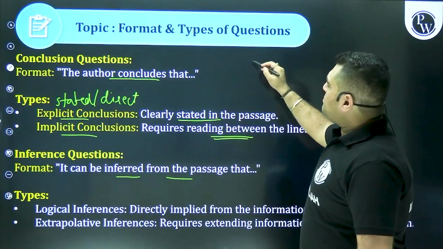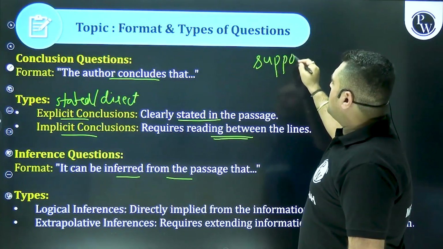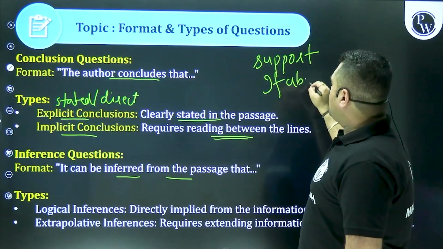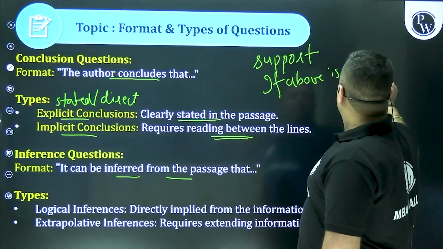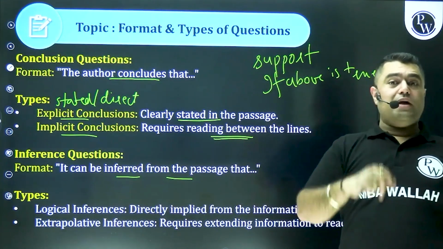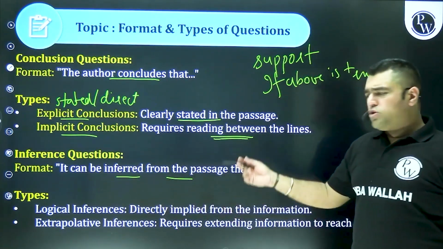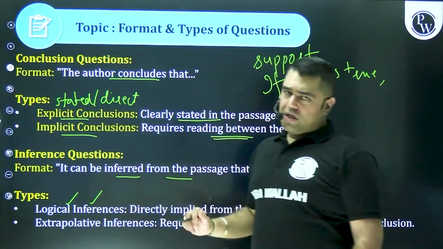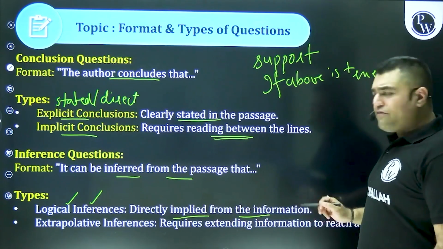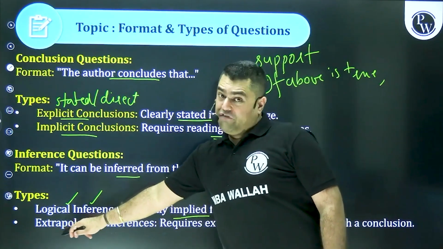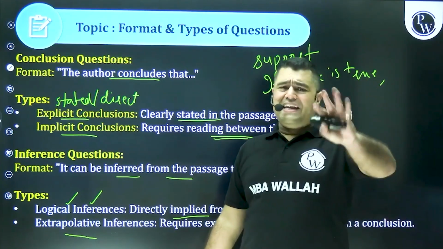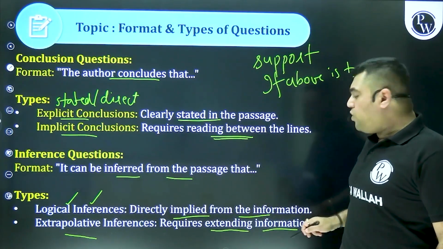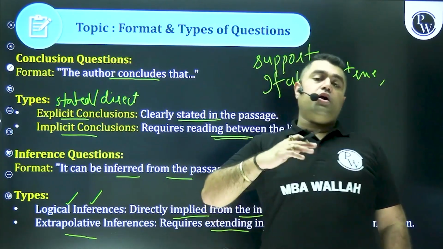You can also have something like, the passage is most likely to support which of the following. Definitely. Okay. If the above is true, then which of the below will be true? See it like this. Okay. Again, both of them are the same. In the subtypes of inference questions, you have something called logical inference. Logical inference is directly implied from the info, and you have extrapolative, fancy. So logical inference means direct conclusion, directly it will come out. Extrapolative inference requires extending info, requires you to read it carefully, requires you to pay a lot of attention.